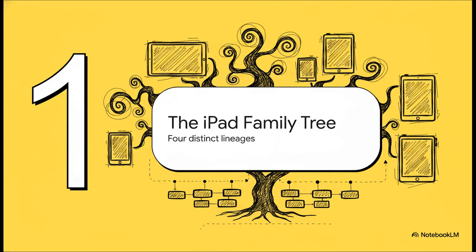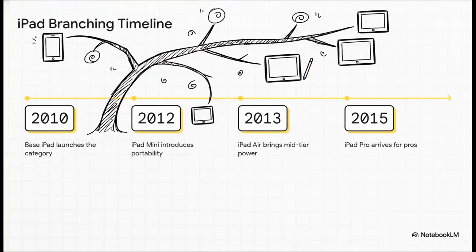Starting off with Section 1, the iPad family tree, branching out into 4 distinct lineages. So in 2010, the base iPad launched the whole category. But the thing is, just 2 years later, in 2012, the tree branched out with the iPad mini. Then, in 2013, Apple introduced the iPad Air, which was followed by the very first iPad Pro in 2015. It's kind of wild to realize that within just 5 short years, the fundamental architecture of the massive ecosystem we see today was already set in stone.